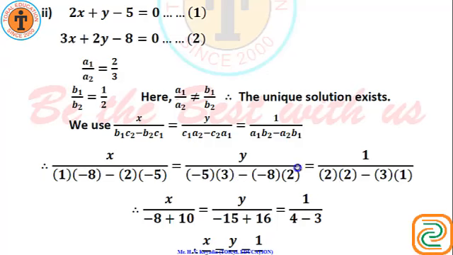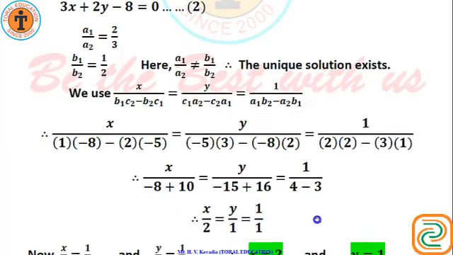Again a1 b2, 2 into 2, minus 3 into 1. So minus 8 into 1, that is minus 8, and this one is minus, so minus minus is plus, so 2 5s are 10. Here minus 5 into 3 is minus 15, minus minus plus, 8 2s are 16. Here 2 2s are 4 and 3 1s are 3. Right?